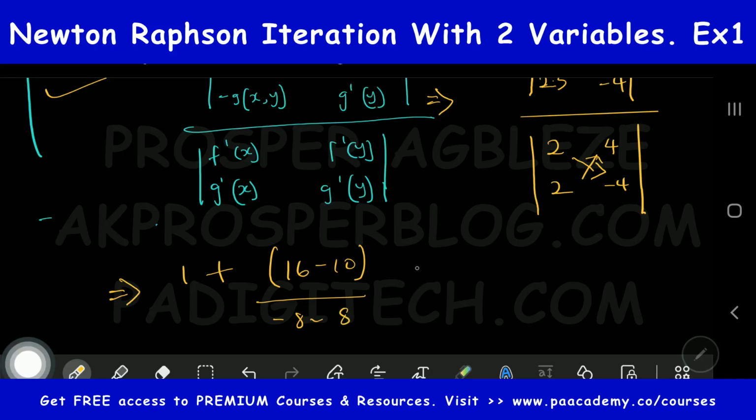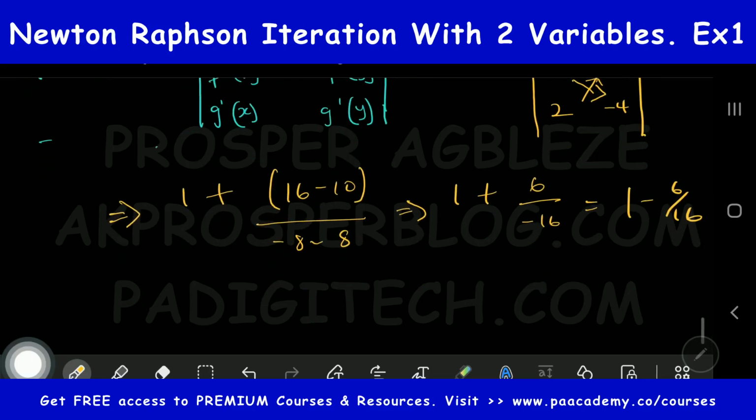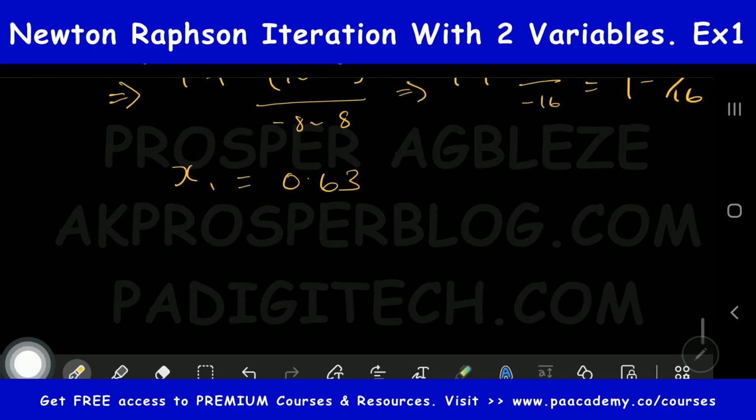Okay, so with this you are having 1 plus 6 over minus 16, and that will give us 1 minus 6 over 16. Okay, so if you do your calculation properly, you are going to be having your x1 to be equals to 0.63. All right, and don't forget the question says we should do it to 2 decimal points. So if you are not getting a whole number, your approximation should be in 2 decimal points. Okay, so now we've gotten that of x1.